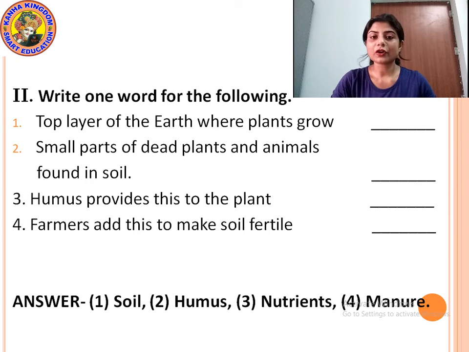Write one word for the following. Question number 1, it is top layer of the earth where plants grow. It is soil. Number 2, small parts of dead plants and animals found in soil. It is humus. Humus provides this to the plant. It is nutrients. Number 4, farmers add this to make the soil fertile. That is manure. Okay?